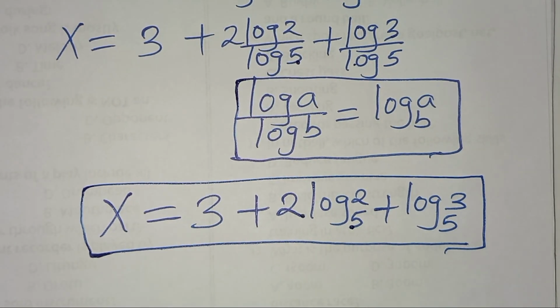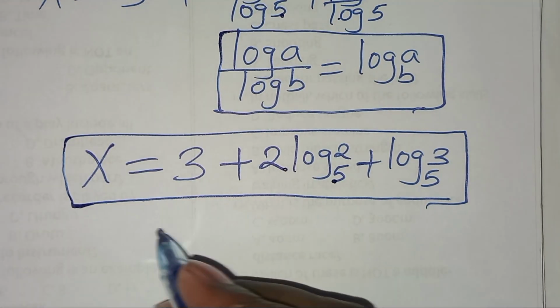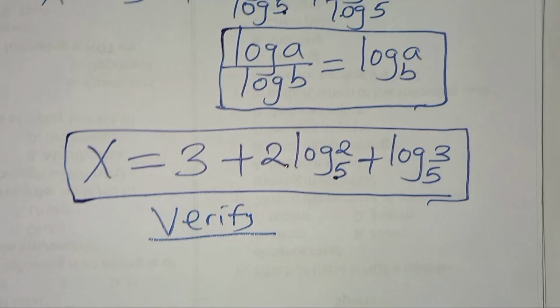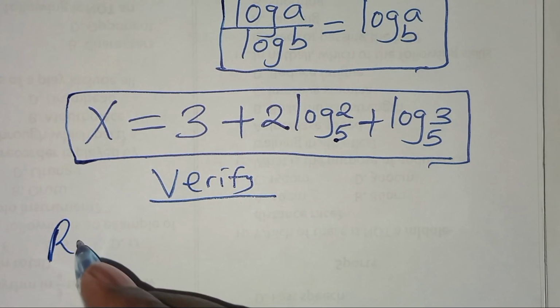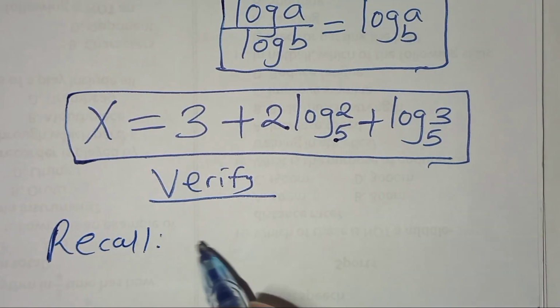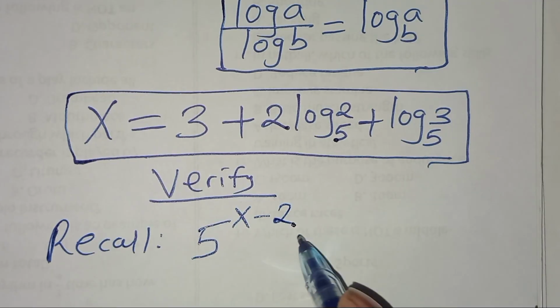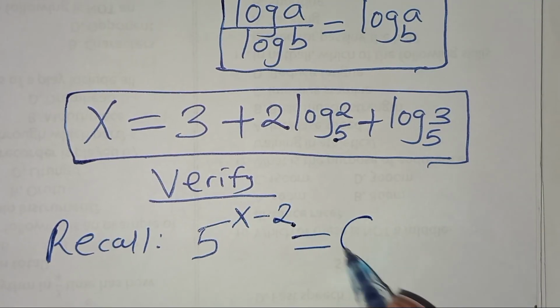Let's verify that this value of x actually satisfies the equation. Now, if you recall, we had that 5 to power x minus 2 is equal to 60.